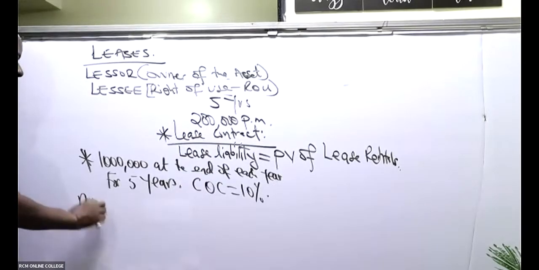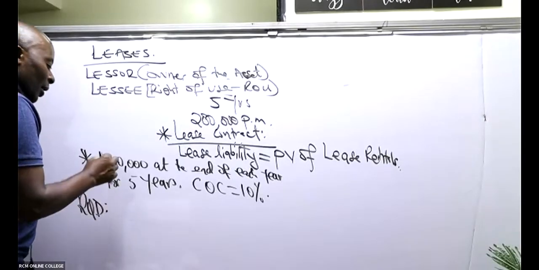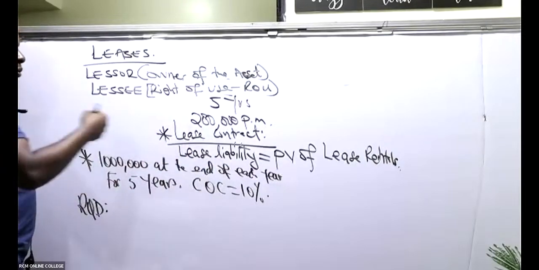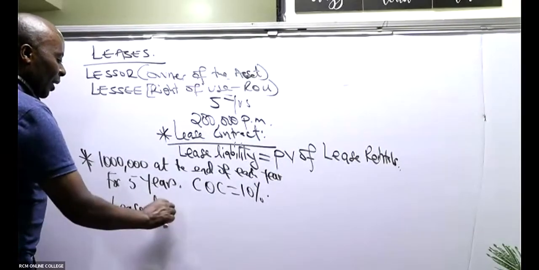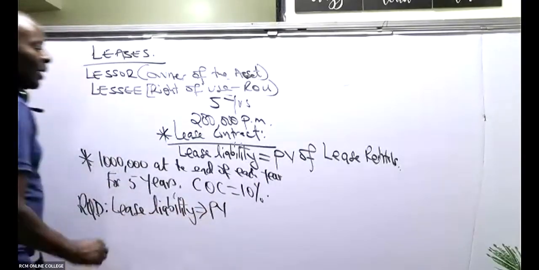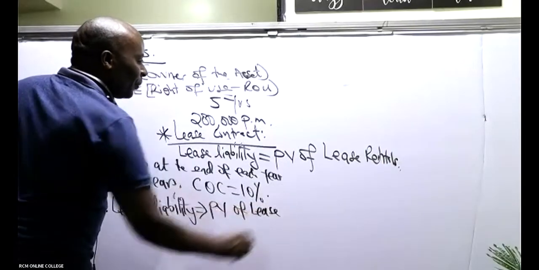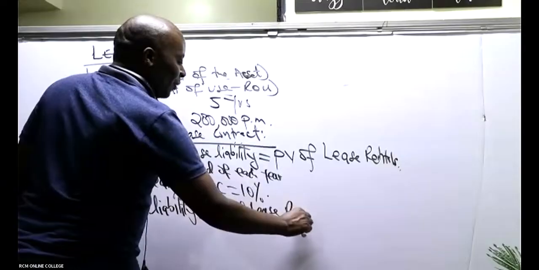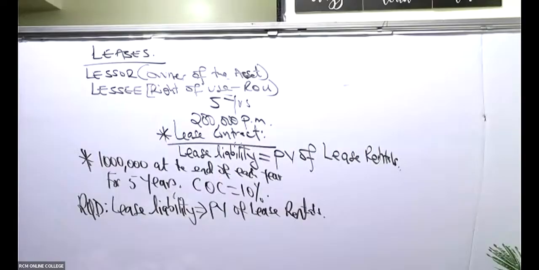And then now, ladies and gentlemen, we are required to do something very simple. We are required, first of all, to know the amount of lease liability we owe. So how do we get the lease liability? Can I give you 2 minutes? Somebody should be able to come and give me the present value of these lease rentals. The present value of the lease rentals is what is going to become my lease liability.